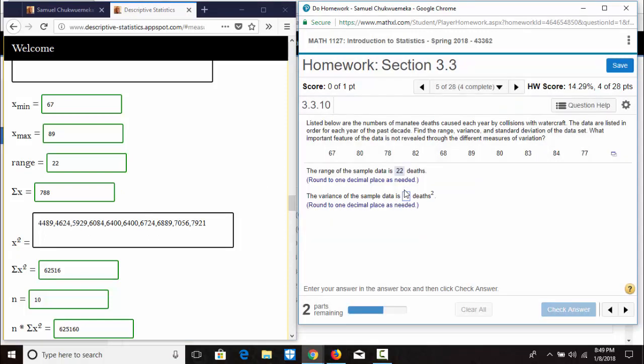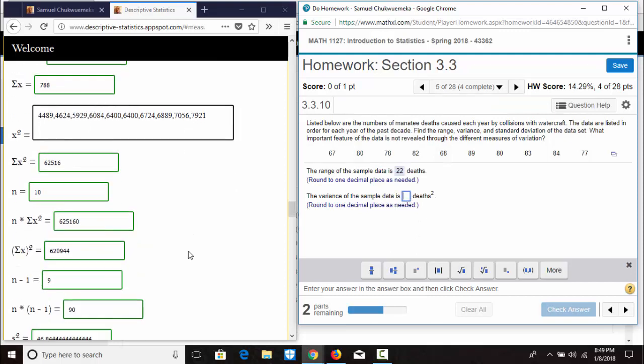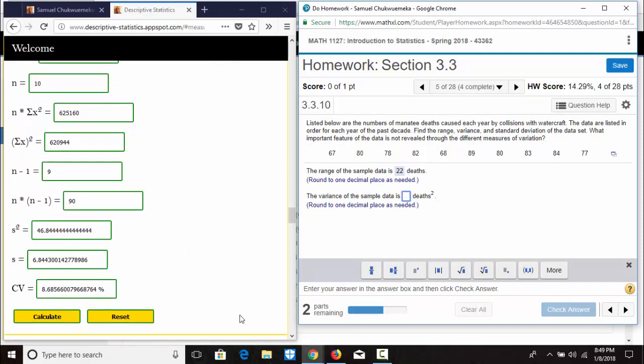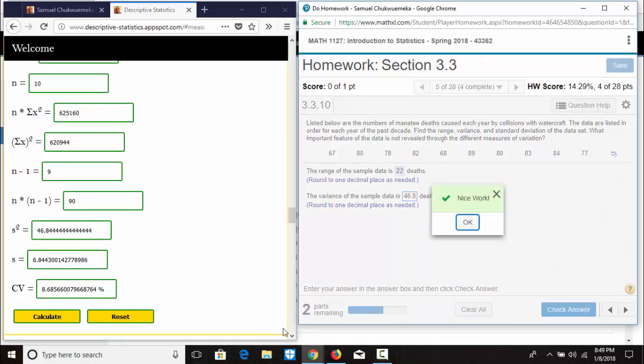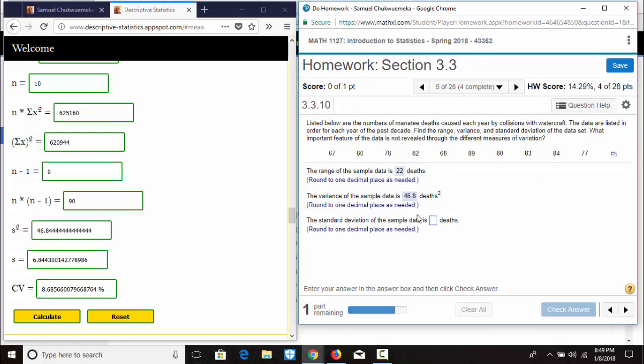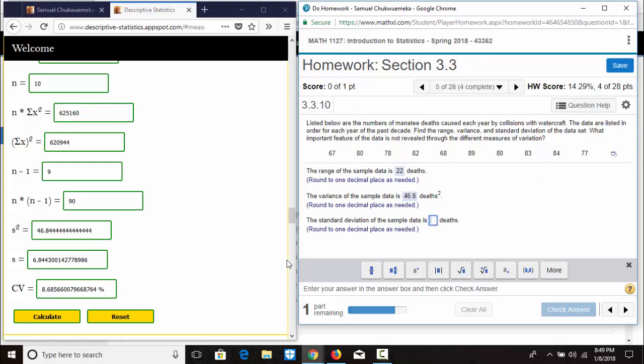The variance to 1 decimal place as needed. Variance is 46.8. Standard deviation to 1 decimal place as needed is 6.8.